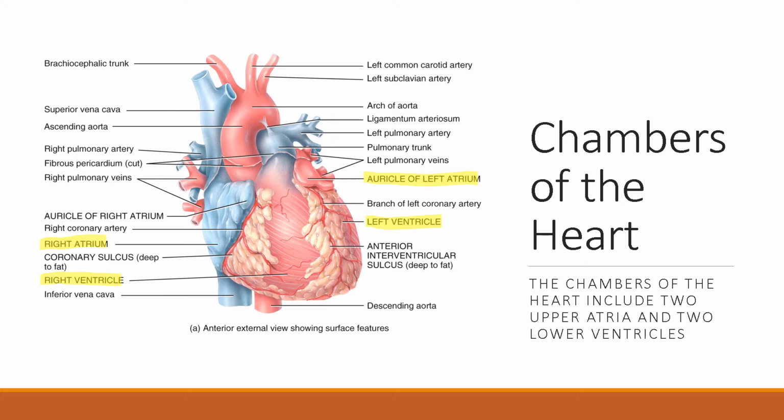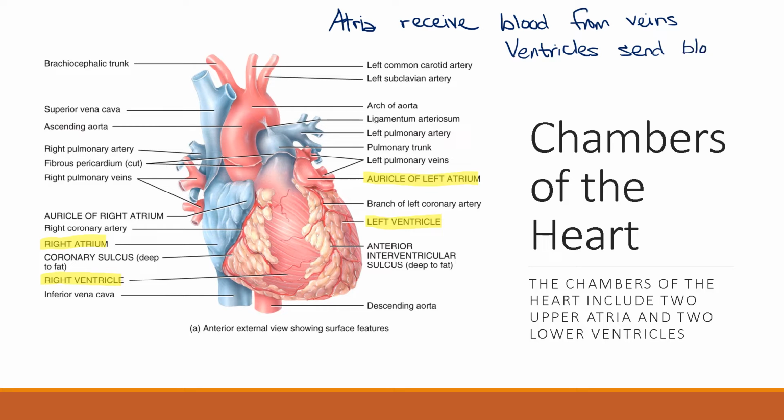So the paired atria receive blood from the blood vessels returning blood to the heart, called veins, while the ventricles eject the blood from the heart into blood vessels called arteries. So the atria receive blood from veins, and the ventricles send blood to arteries. So these are going to be 2 terms that we need to get used to. Veins bring blood to the heart, and arteries take blood away from the heart. Those are going to be the definitions of those 2 words.